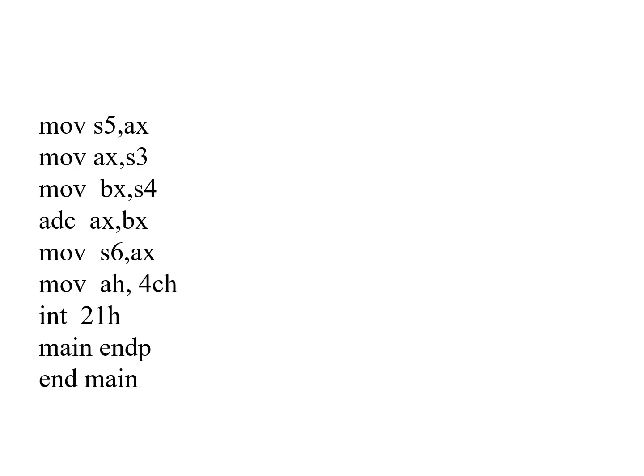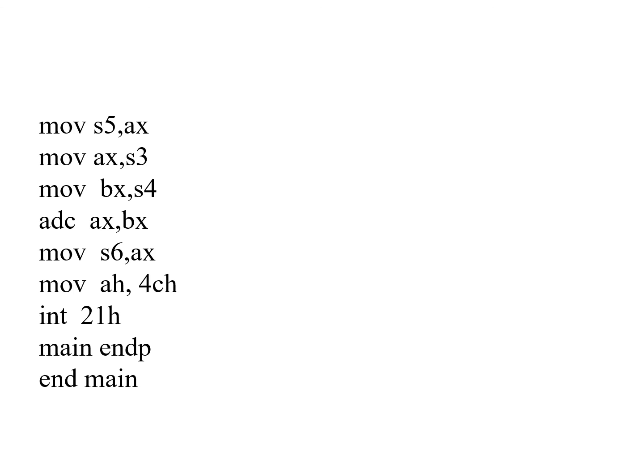Then that AX content will be moved to S5. Already S5 is for storing the answer; we have already allocated it in the data segment. Then coming to the next value, 1234 is there in S3, that will be moved to AX, and then AAAA will be available in S4, that will be moved to BX.